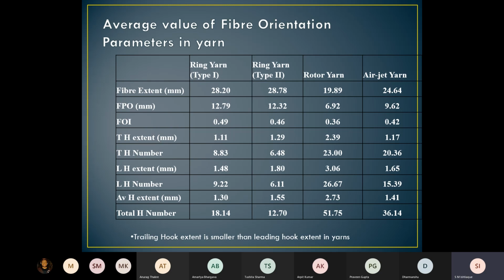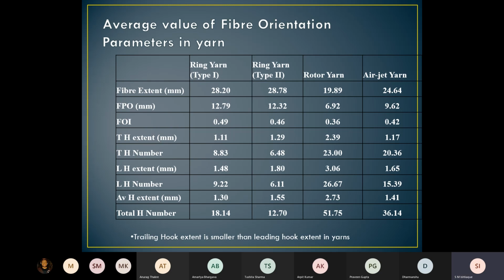And now that we say overlapping index, and then we correlate it with your fiber extent, we can say the fiber extent and FY have a good correlation. Higher the fiber extent, more is the FY. Here you see, out of these three yarns, rotor yarn is giving the least fiber extent. So simultaneously we are also getting the least FY.